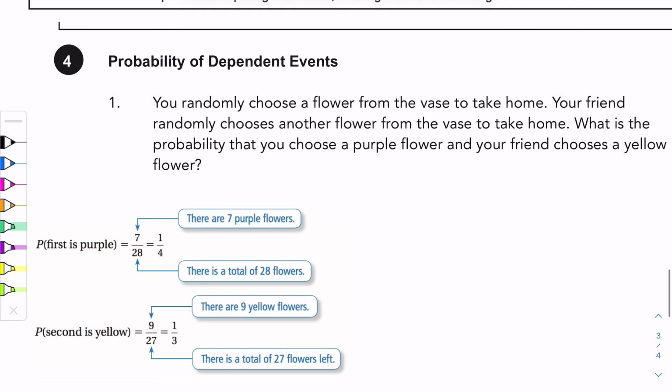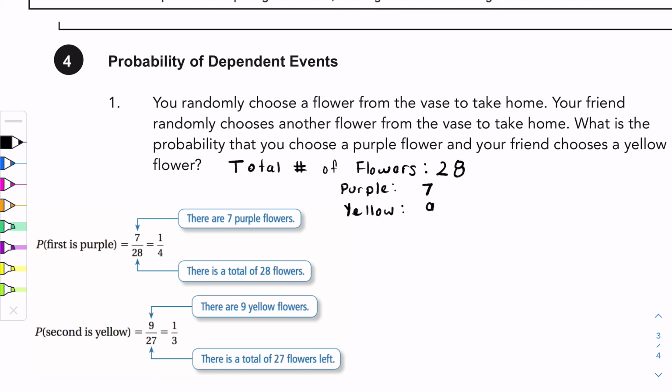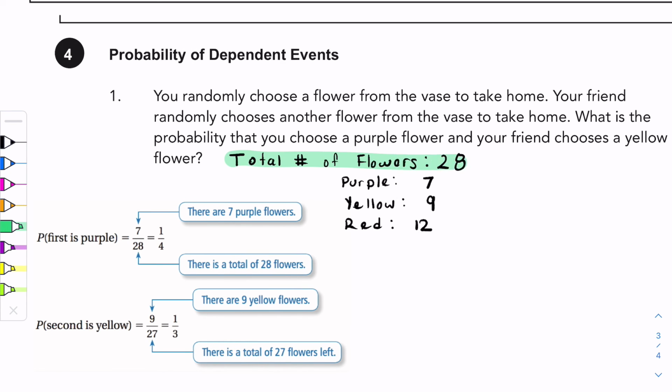Before we start, I forgot to add a little bit of info for this problem. So we need to add that the total number of flowers is going to be 28. There's going to be 7 purple flowers. There's going to be 9 yellow flowers. And there's going to be 12 red flowers. So please add this info. We can't answer this problem without it.